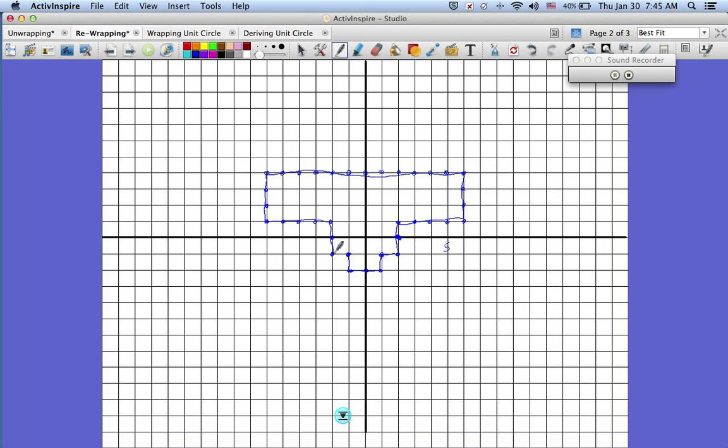And that, my friends, is unwrapping it. Let me rephrase that. That, my friends, is rewrapping it.